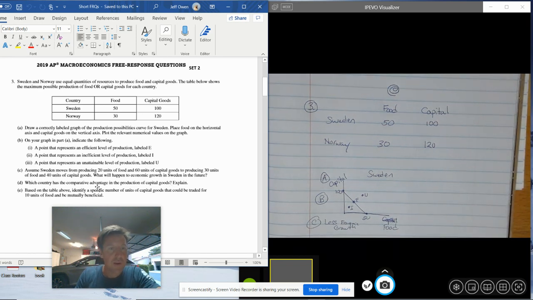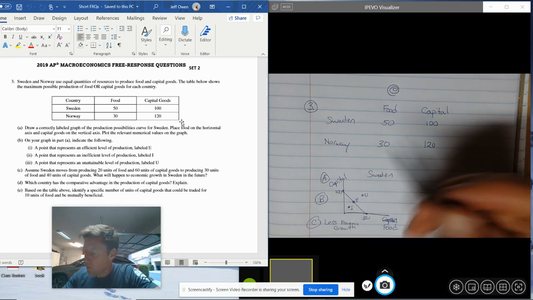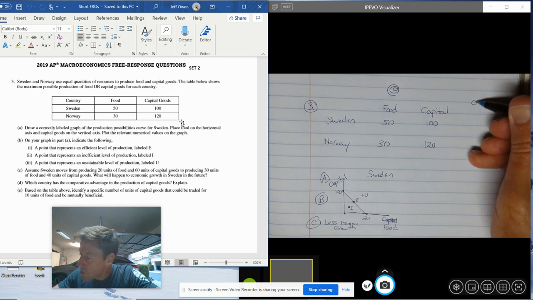Which country has a comparative advantage in capital goods and explain? Okay, thank goodness I made that chart for a reason. So this is going to be an output problem because they're talking about how much each country can produce. Are they giving us a time period here? No, but it's a production possibility table. Production meaning make, what comes out. And so let's break it down with an output question.